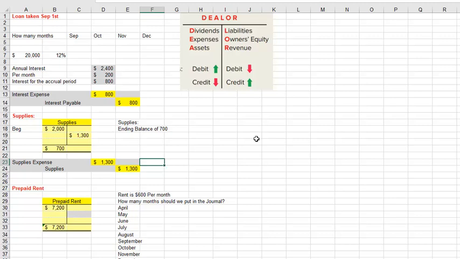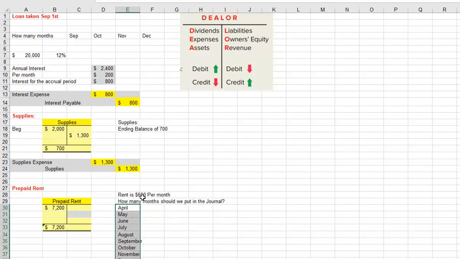We have used up, as a cost of our business, portions of that rent. What we consider that piece is our rent expense. That was our cost of doing business. We know the rent is $600 per month. How many months should we put in our journal entry? Well, we have April, May, June, July, August, September, October, November, December. You can count this out on your fingers, or write this down like I have. I'm going to highlight all of these. My count is 9, so I have 9 months that I need to accrue.